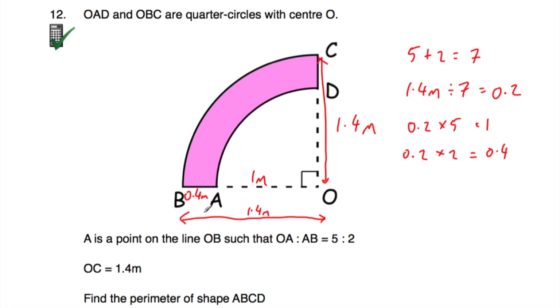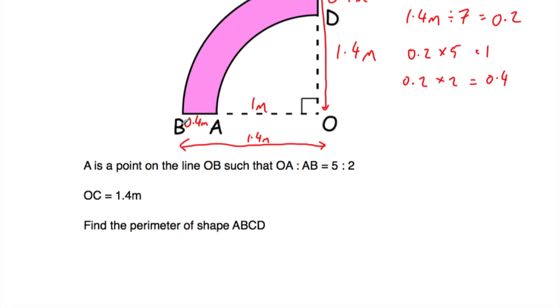And we've been asked to find the perimeter of the shape A, B, C, D, so the perimeter of this pink shape. So actually, if from A to B is 0.4, that means from C to D is 0.4 as well, meters. So we now just need to find the length of this arc, the length of this arc, and add them together with 0.4 and 0.4, and it will tell us the perimeter of that shape. So let's do that. So let's start off with this arc AD. So arc AD, so let's find the length of that to begin with.